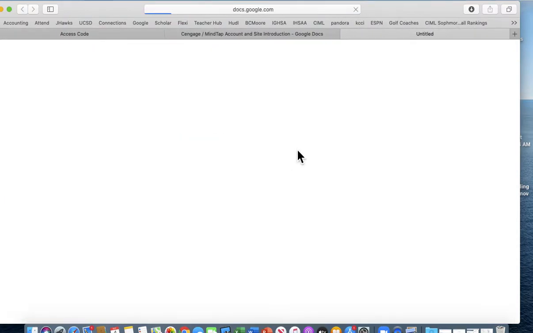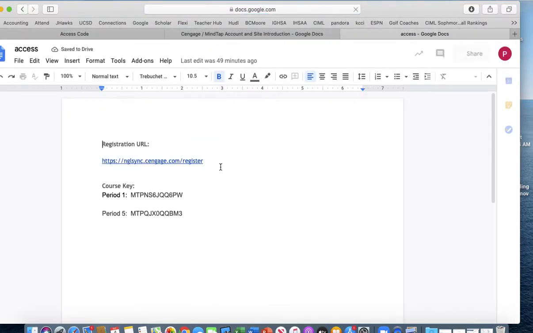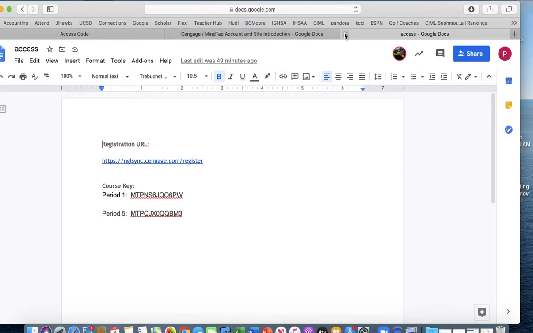You need to go to the access code. You need to use this and either period 1 or period 5. It'll ask you for student ID. That is a made-up number. Just make a number up. Then you need to save that password. We can't just give you multiple passwords.